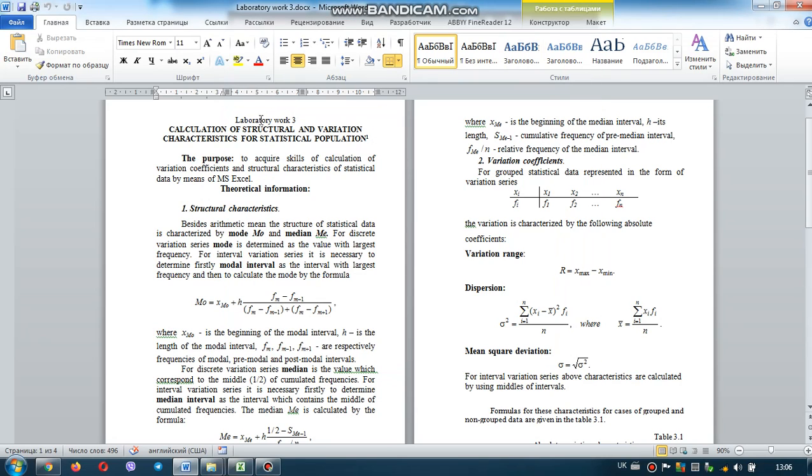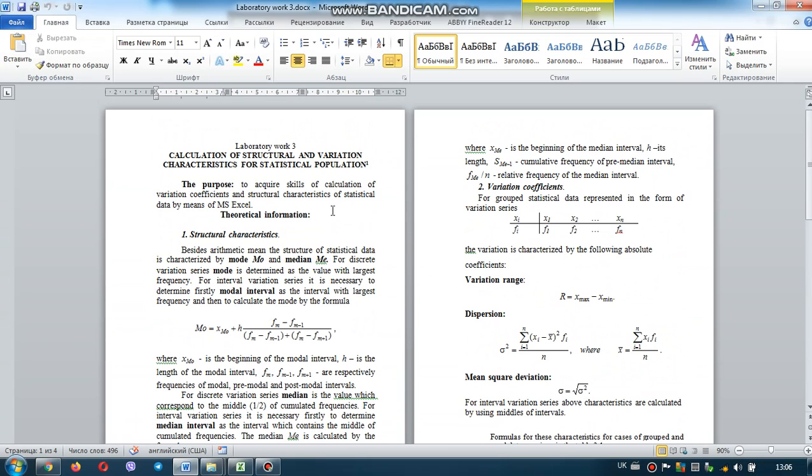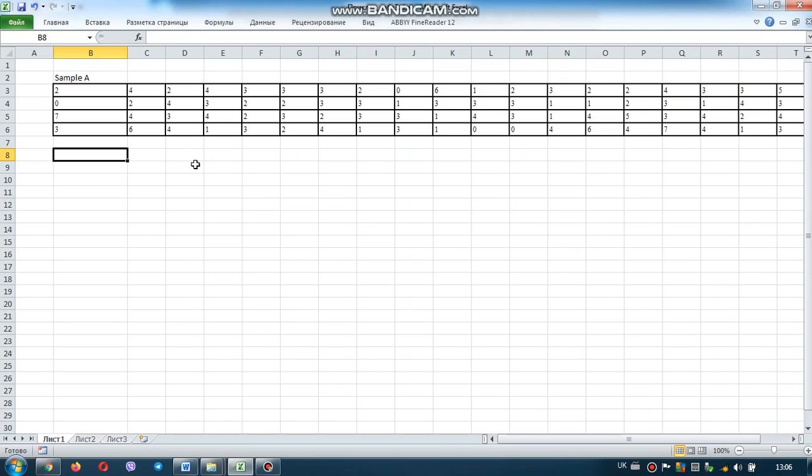Laboratory work number 3. Calculation of structural and variation characteristics for statistical population. You can learn all the theoretical information in the protocol of this laboratory work, so let's begin.